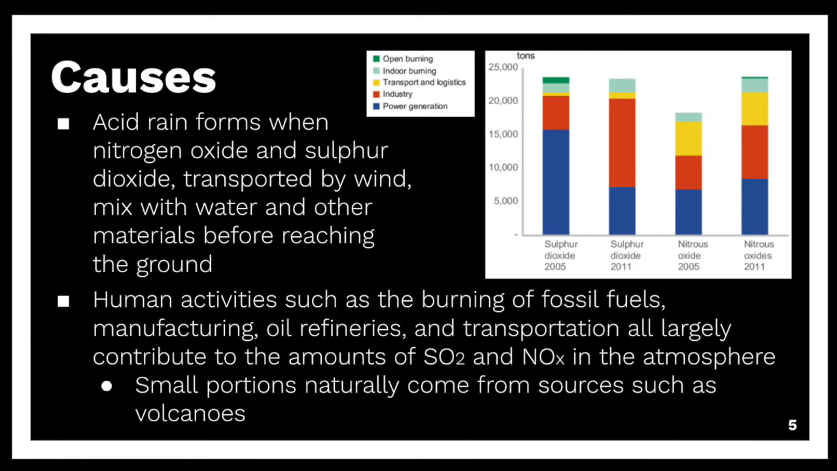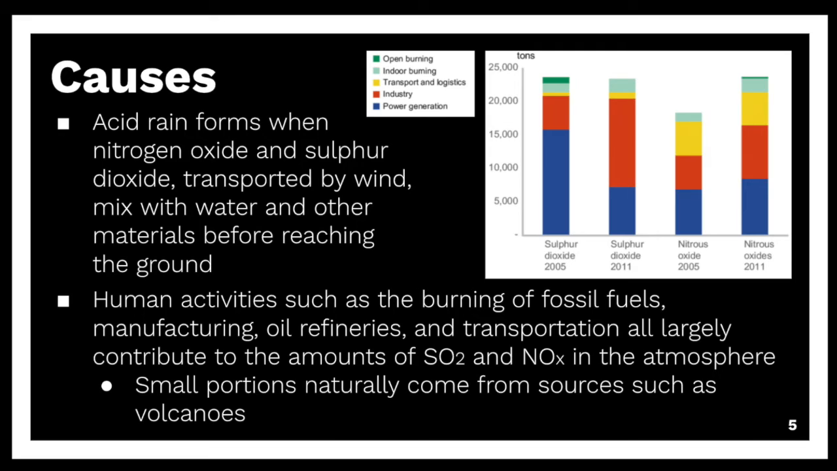Acid rain is caused by both human and natural activity. It forms when the gases nitrogen oxide and sulfur dioxide mix with water in the atmosphere. Human activities such as manufacturing, the burning of fossil fuels, and transportation all largely contribute to the amount of nitrogen oxide and sulfur dioxide in the atmosphere, but volcanoes can naturally produce these gases as well.